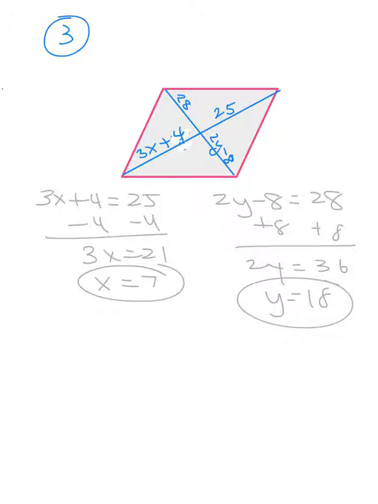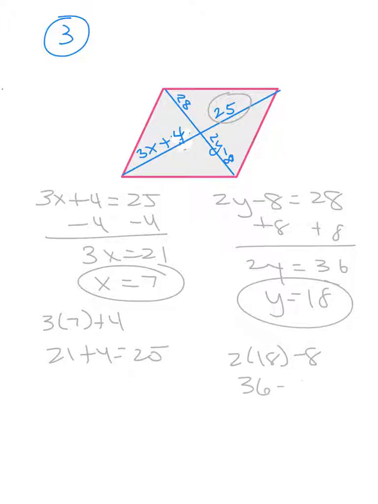So if I'm looking at my value for x, if I substitute that in, 3 times 7 plus 4 gives me 21 plus 4, which is 25, which is what I want because the other side is 25. If I do the same thing for y, substitute 18, so I have 2 times 18 minus 8, that gives me 36 minus 8, which is 28, which again is what I want because that's what I have on my other side of my diagonal.